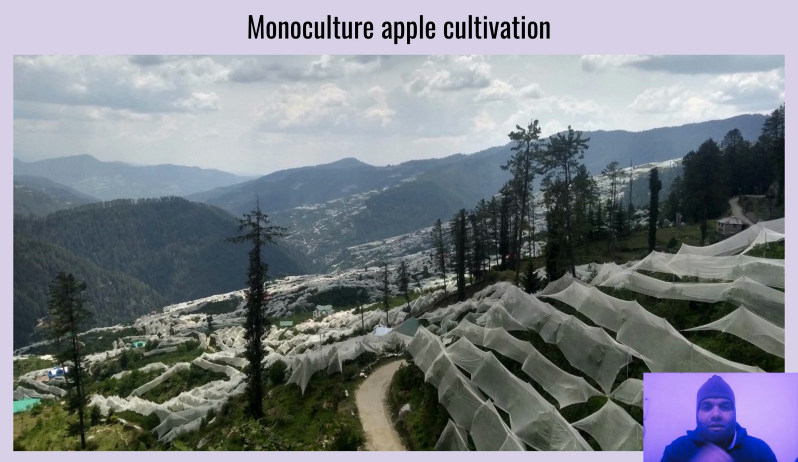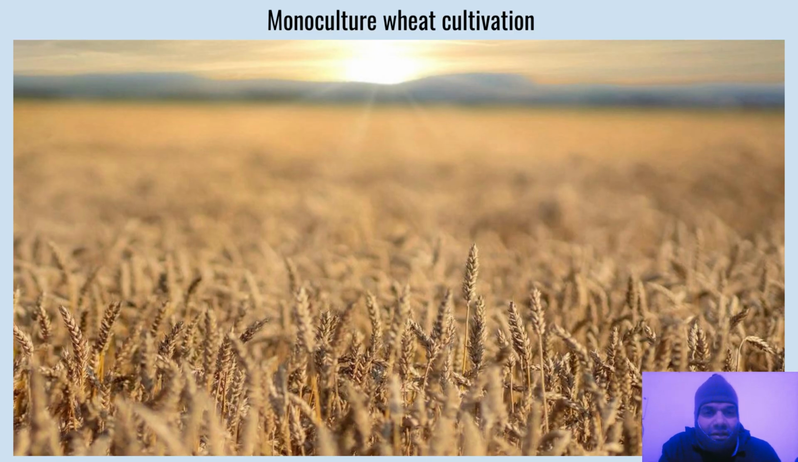Apple farming in Himachal is essentially monoculture, where the entire hillside will be covered with apples. Not much else is grown normally in these areas. Wheat is also most commonly grown as monoculture.